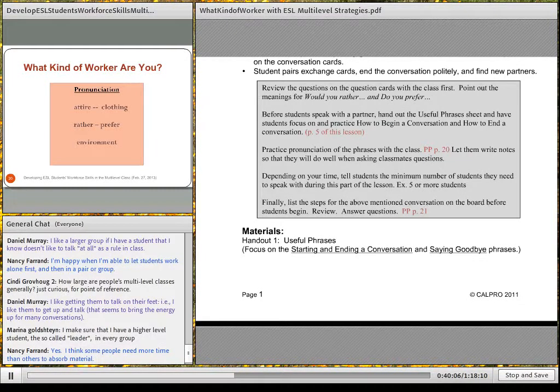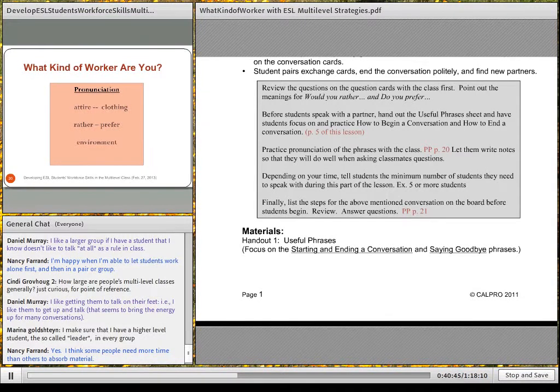So I have a little line there through the end. I say we generally say environment, even though the spelling is environment. And that gives them more confidence also in speaking with other classmates, which they're going to do shortly. Depending on your time, tell students the minimum number of students they need to speak with during this part of the lesson. I didn't want them to stand and talk with each other for 15 minutes. I told them you have about 3 to 5 minutes, and then you need to move on to another student. And I gave them time to speak with 5 or more students.